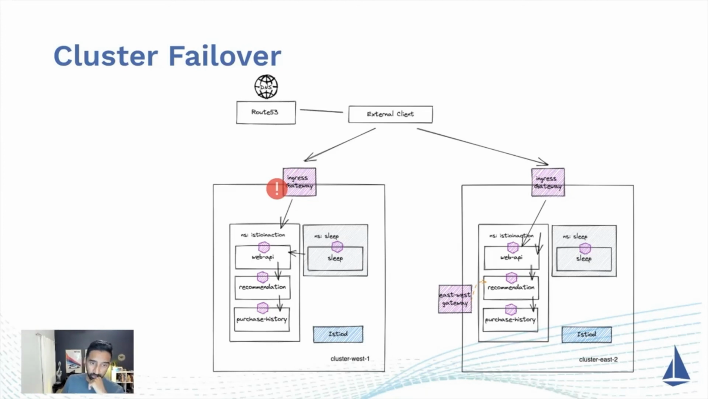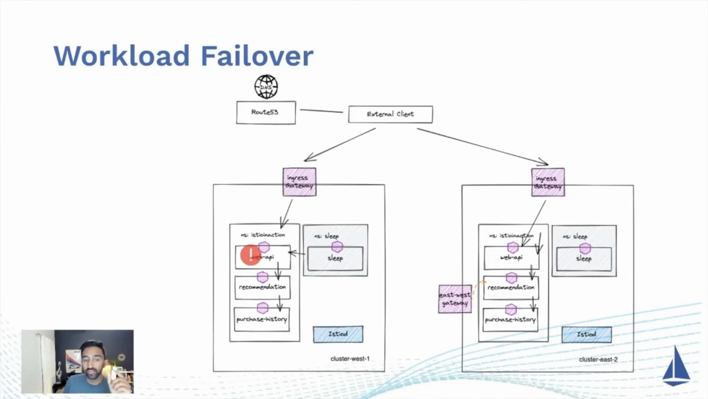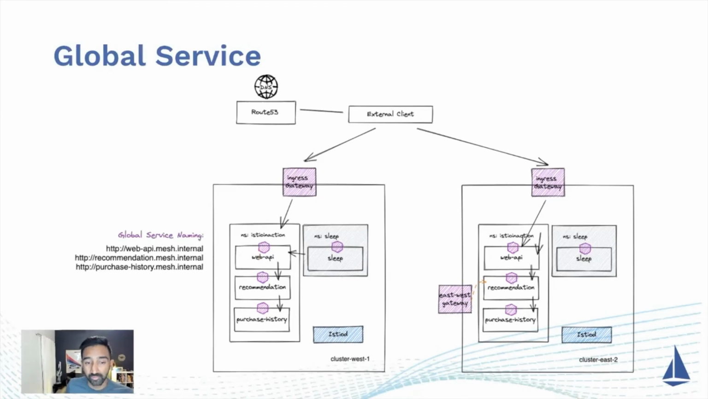Well, that's pretty straightforward. But what if one of your services is down after the upgrade? Well, traffic is already at the ingress gateway in that cluster. So how can you make sure that your external users are not seeing it? Well, for that, you want to set up failover, right? You want traffic that's going to that web API service to go to web API in a different cluster.